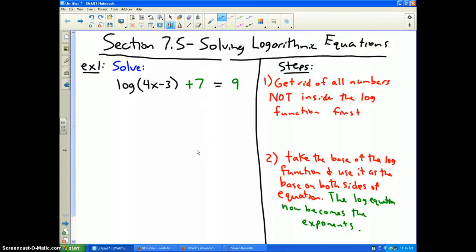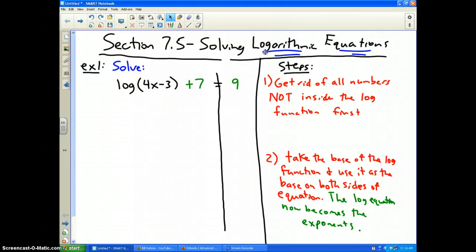The last part of section 7.5 is learning how to solve logarithmic equations. We just looked at solving exponential equations. Now we're going to solve log equations. Here's example number 1. Solve log of 4x minus 3 plus 7 is equal to 9. Over on the right, I wrote all the steps.